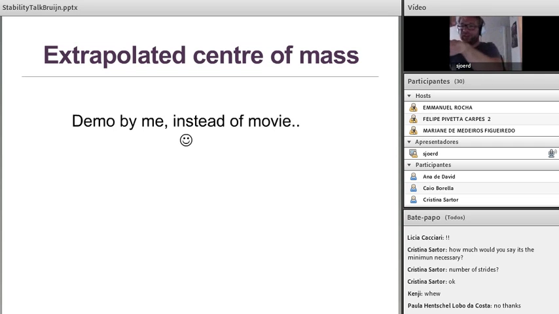So let's say this is, well, my webcam is here. So this is my feet, and my extrapolated center of mass is here. This is the outside of my feet. My extrapolated center of mass is here. Then I have all this room to move it to. So then I'm quite safe.